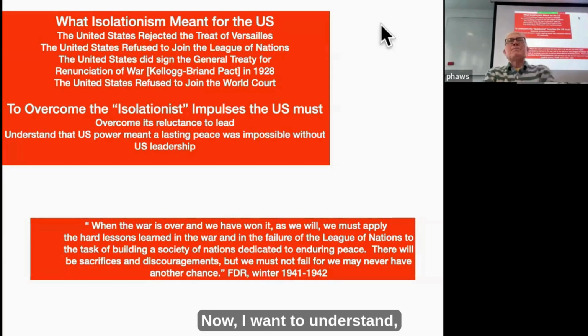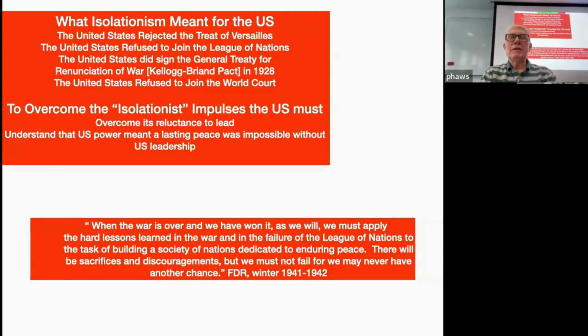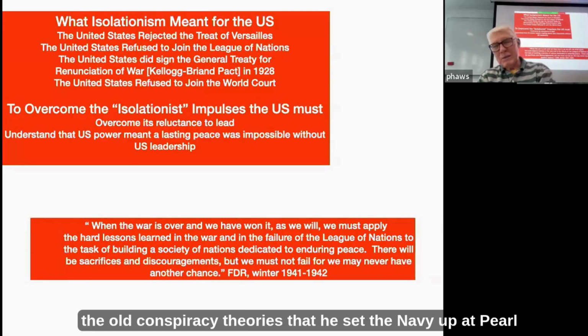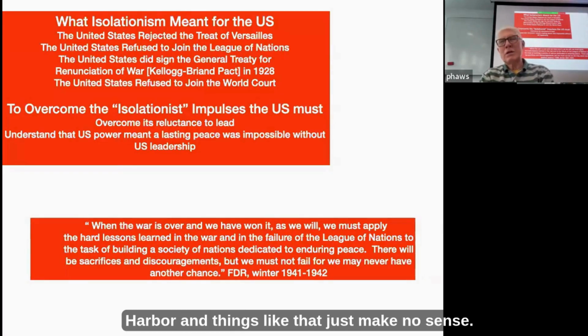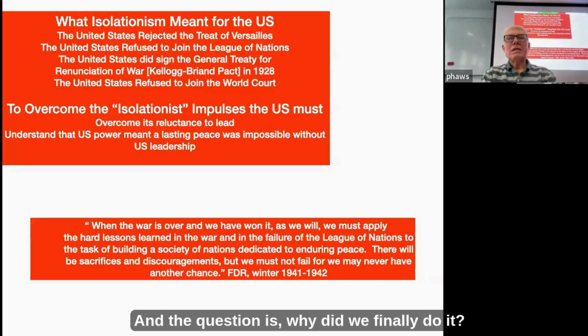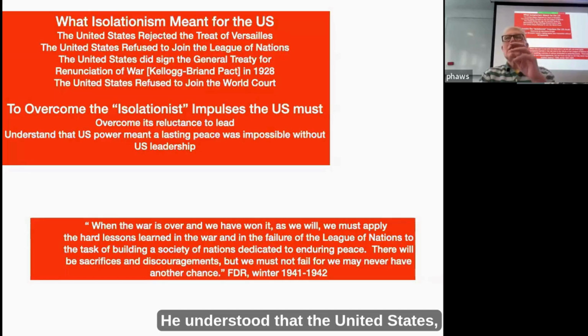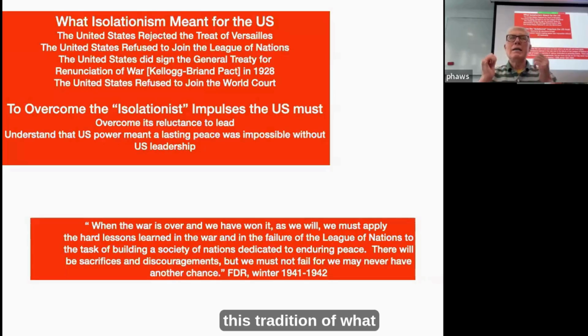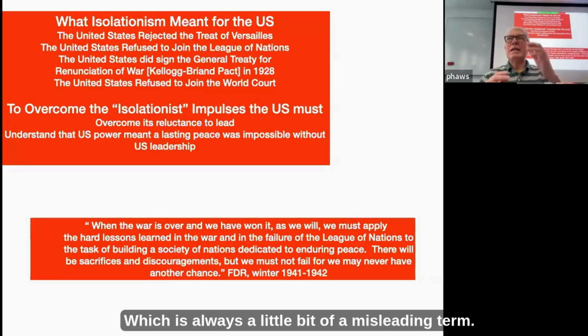Okay. Now, I want to understand, first of all, that Roosevelt really was trying to find a way to stay out of the war. The old conspiracy theories that he set the Navy up at Pearl Harbor and things like that just make no sense. He did not want to enter a war for any reason at all, unless it was absolutely forced to. And the question is, why did we finally do it? He understood that he had to lead the United States to overcome this tradition of what we called isolationism, which is always a little bit of a misleading term.